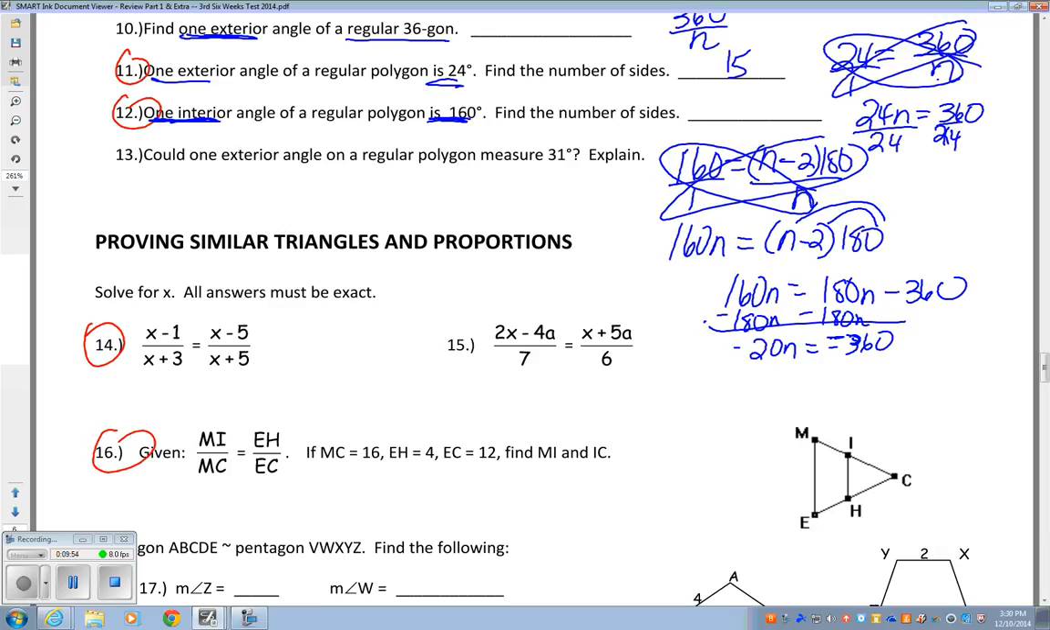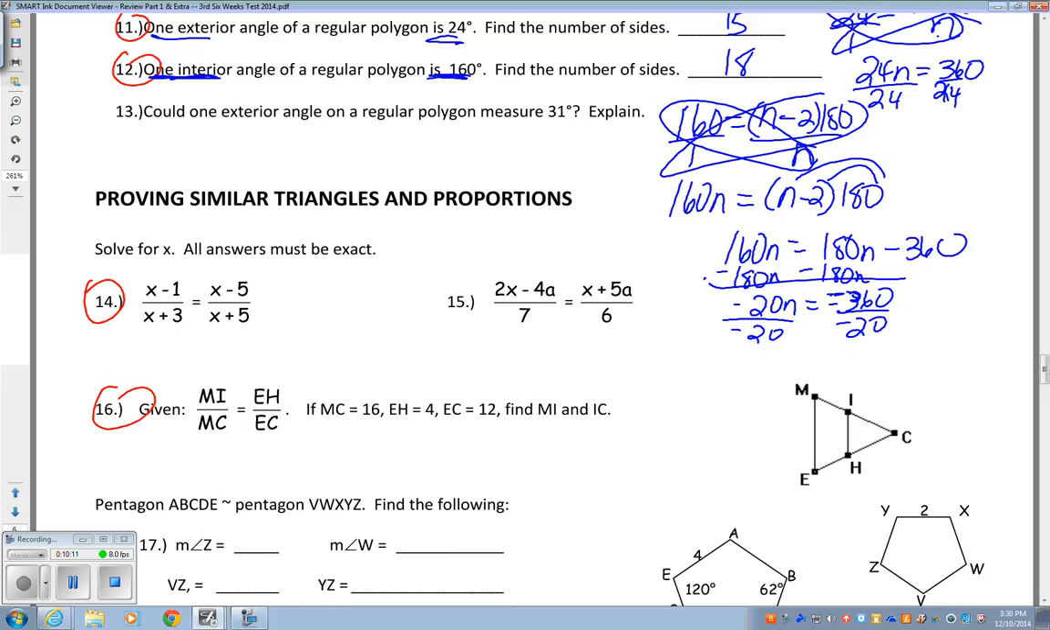And then you added the 360. You did more steps. That's fine. All right. Divide by negative 20. Yep. The number of sides is 18. All right, 14.